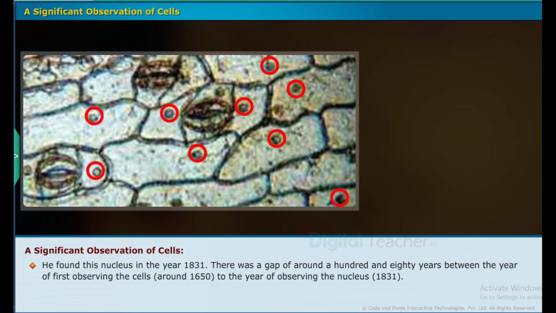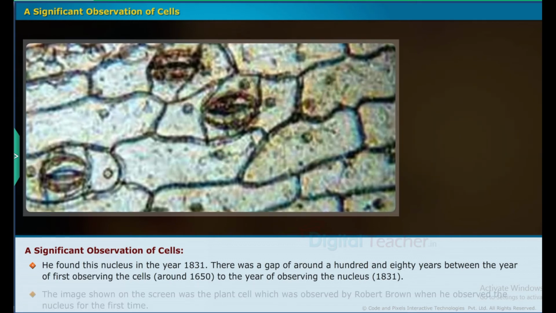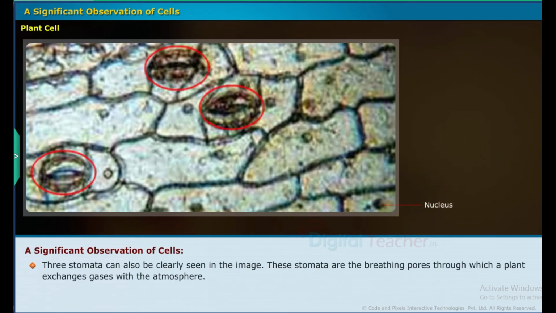There was a gap of around 180 years between the year of first observing the cells, around 1650, and the year of observing the nucleus, 1831. The image shown on the screen is the plant cell which was observed by Robert Brown when he observed the nucleus for the first time. 3 stomata can also be clearly seen in the image. These stomata are the breathing pores through which a plant exchanges gases with the atmosphere.